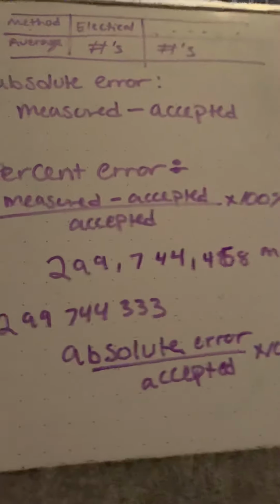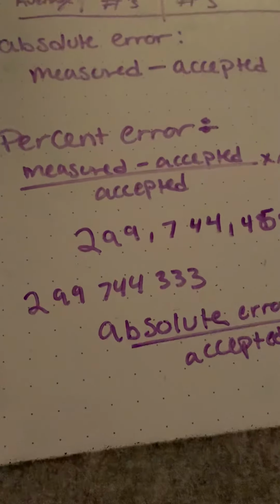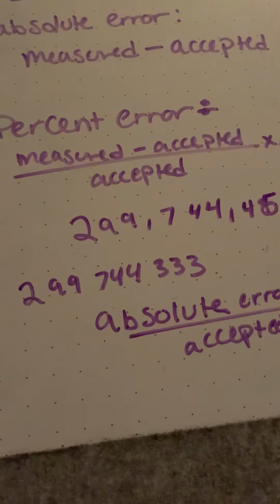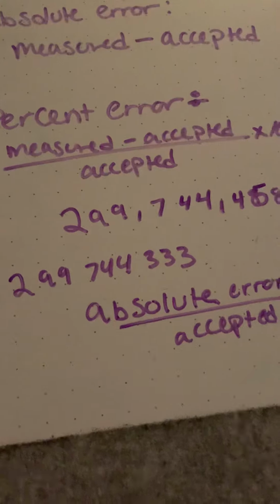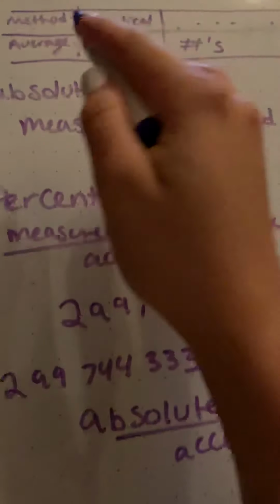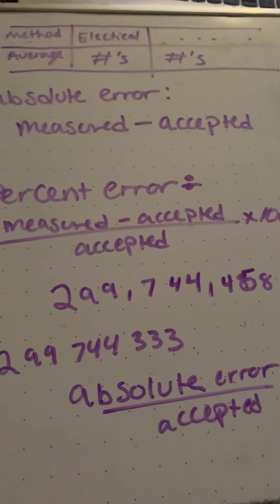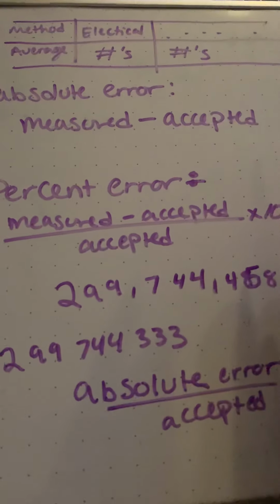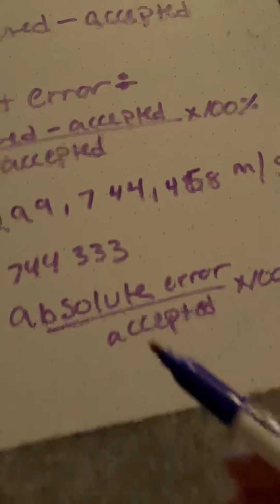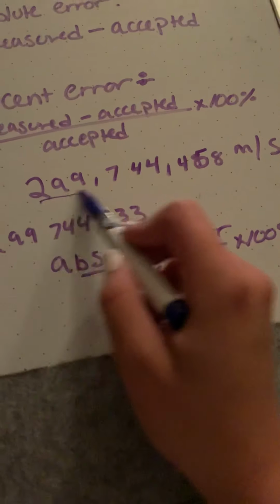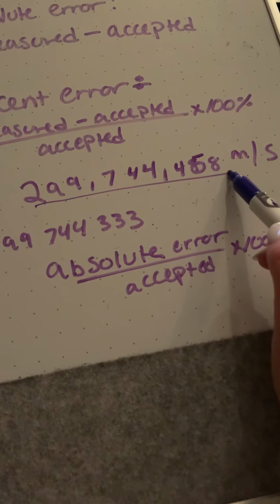Now, if an instrument is more precise, it's going to get a better and more accurate value. If we have this table, okay, and it shows all of our averages, and it asks you which method was the most accurate, you would choose the number that's as close as possible to your accepted value of the speed of light.